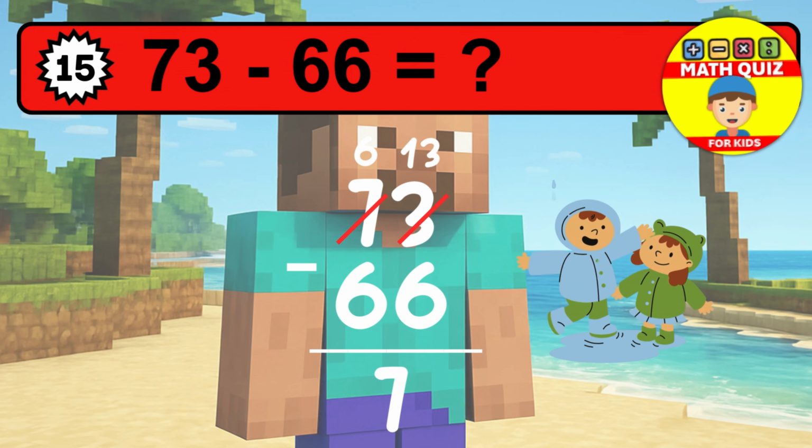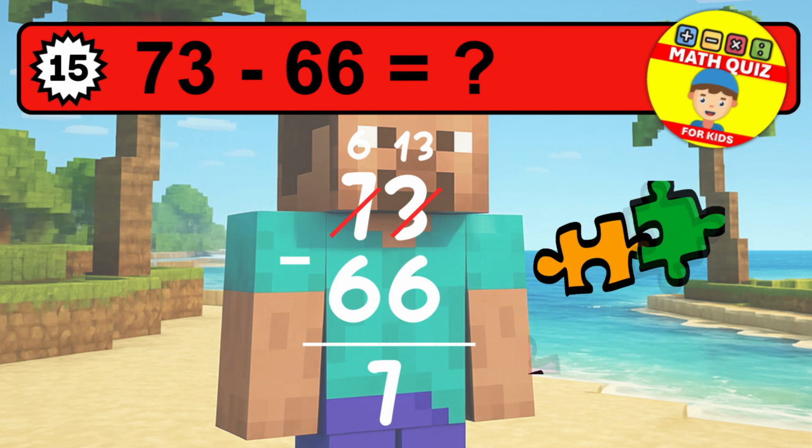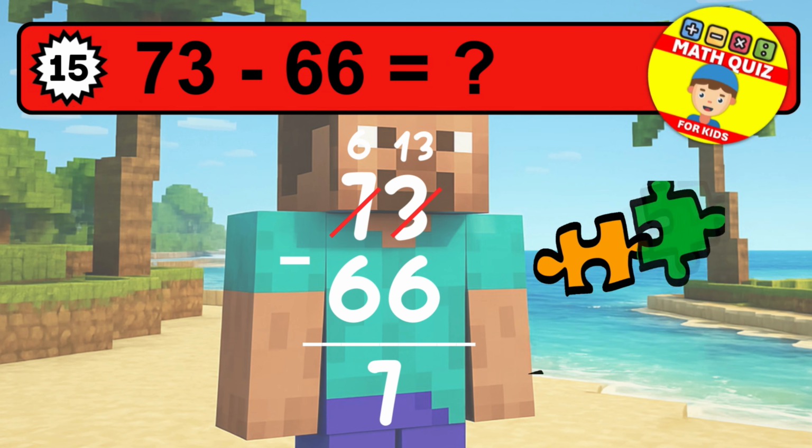Now we subtract. 13 minus 6 is 7. Then we go to the tens. 6 minus 6 is 0. The final answer is 7.